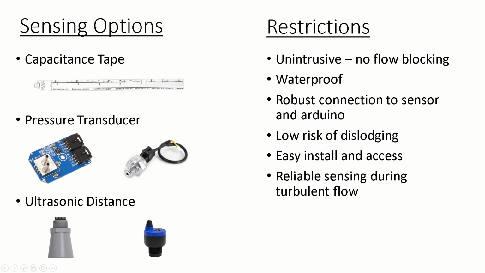With these restrictions in place, capacitance tape was eliminated as an option due to unreliable readings during turbulent flow and the necessity of having multiple parts and connections submerged. This creates a high risk for dislodging and waterproofing. The same restriction eliminated the pressure transducer option, leaving the unintrusive and unsubmerged ultrasonic sensors as a clear frontrunner.